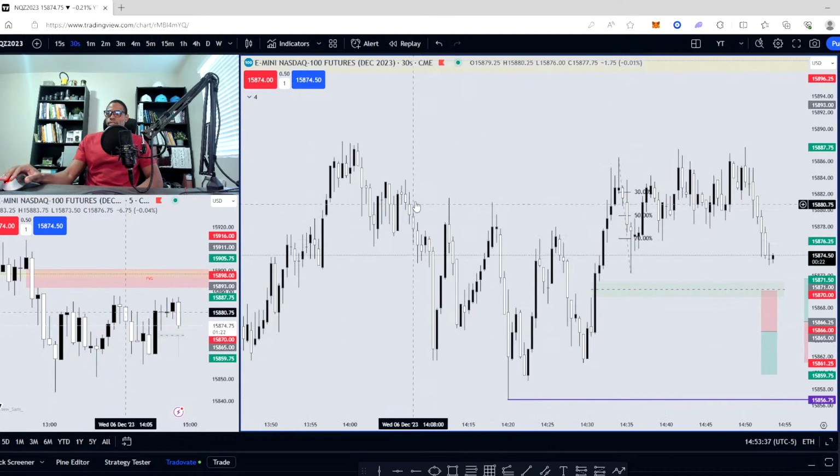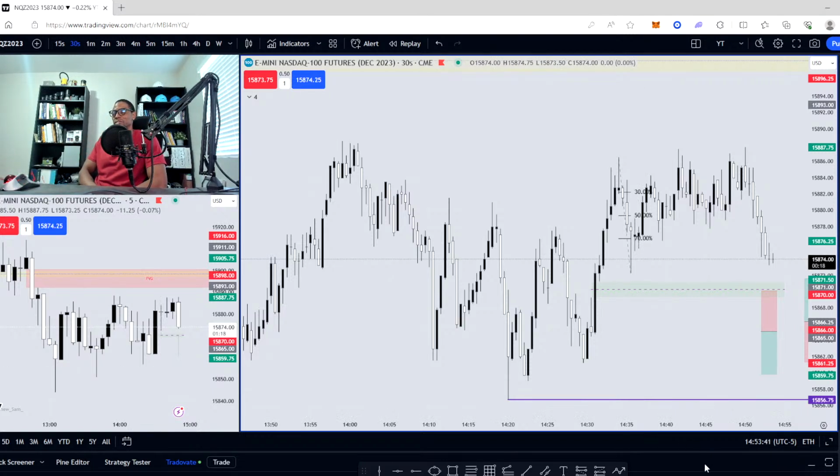Wow, look at that range for the last hour. It didn't really give us a lot to work with. But hey, that's trading. That's the way it works. The market does what it does, and you just react.